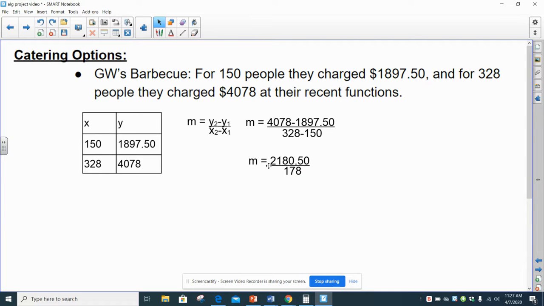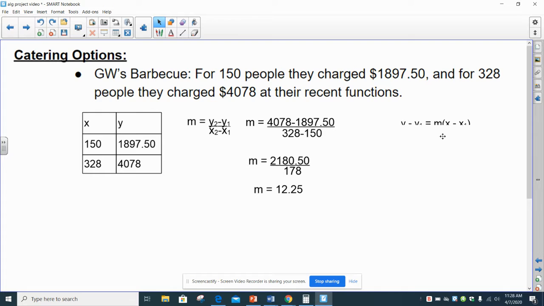Now that fraction, we could use that fraction in our equation, but that's pretty complex. So instead, I'll just divide that out, 2180.50 divided by 178, and it comes out to a slope or a rate of change being $12.25, which is a much friendlier number to deal with. So now what we're going to do is plug that slope as well as one of my sets of data into the equation.